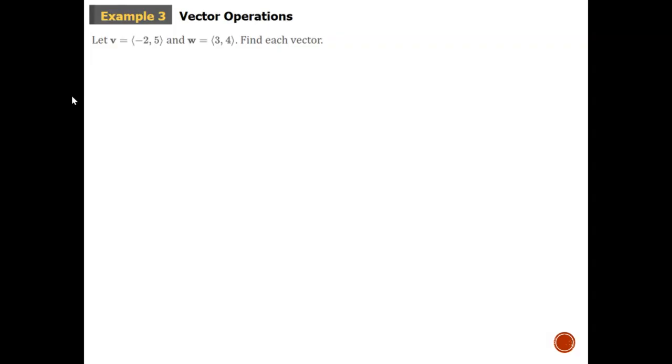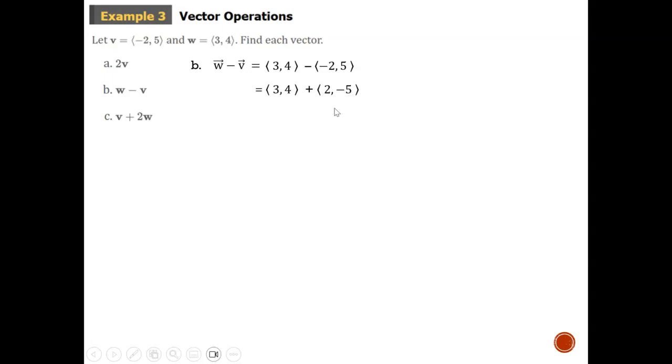Okay, guys, I'm going to continue here, after Ms. Camarillo, with example 3. I think we're going to continue on part B, W minus V. The W vector has components 3, 4, minus the V vector, which is negative 2, 5. Again, this turns into addition, right? We switch the signs on the second vector, which is vector V. And now all we do is add them. So it's going to give us 5, -1.